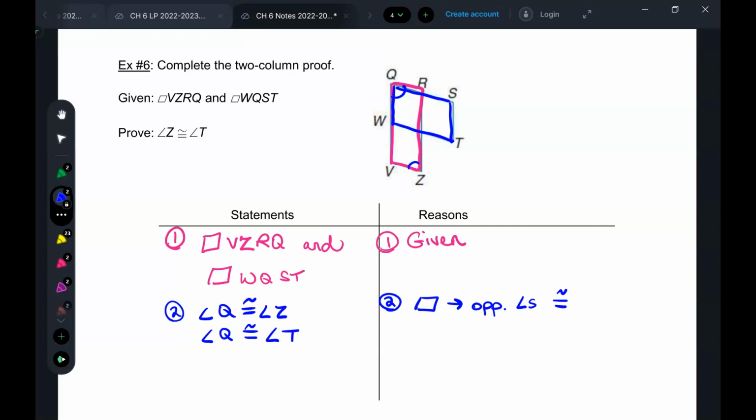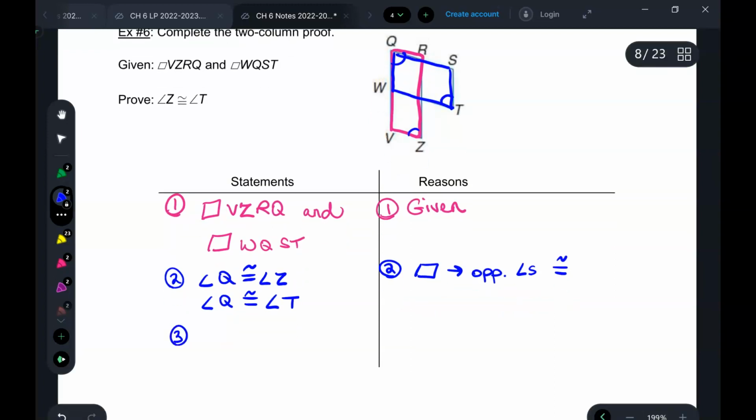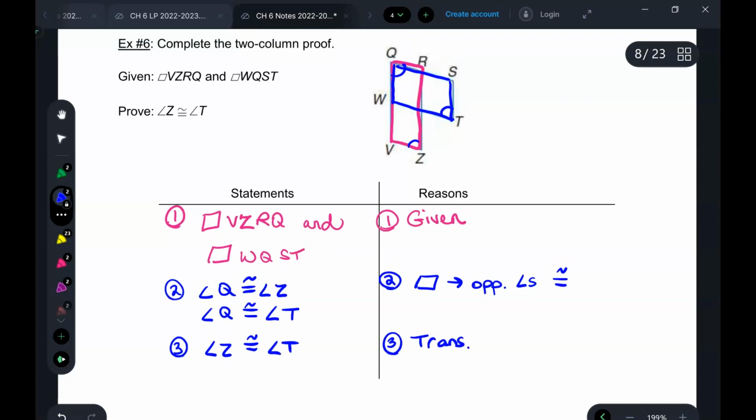Yeah, both pairs of opposite sides. How do we know that Q and Z are congruent? Oh, because they're opposite angles in a parallelogram. Yeah, that makes sense. And then it's just easier because of transitive. There's so much overlap in this case. I know, but you have to look for the actual angle. There's only one angle that they both share.